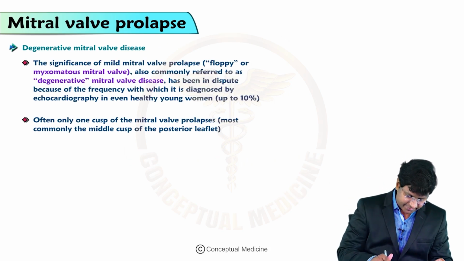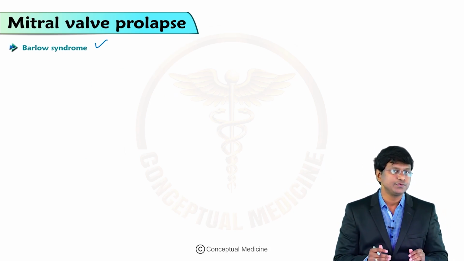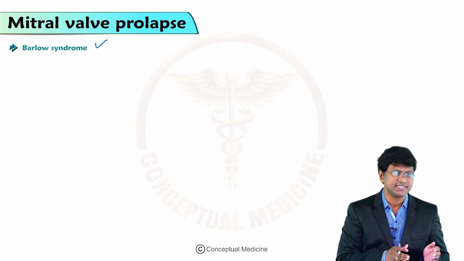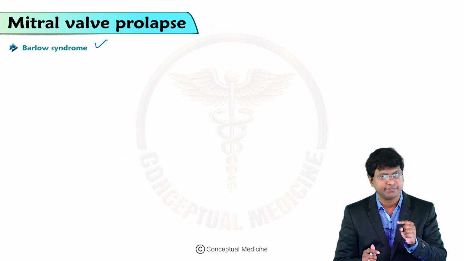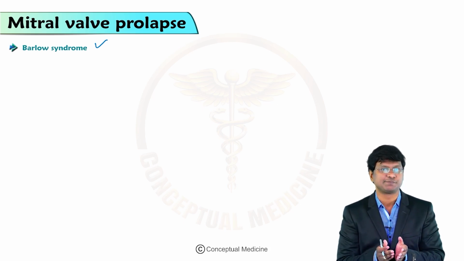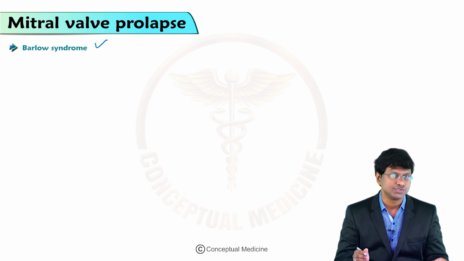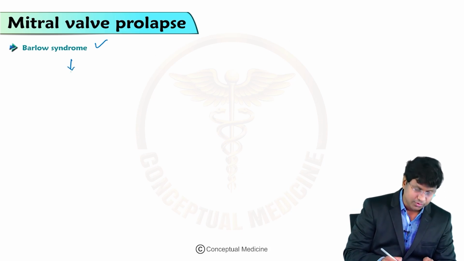So we have another terminology called Barlow's syndrome. Now, when do we use the word Barlow's syndrome? What did I just discuss? Most commonly, it is the middle cusp of the posterior mitral leaflet that will undergo prolapse. But when multiple cusps of both the leaflets prolapse, then we call it Barlow's syndrome.